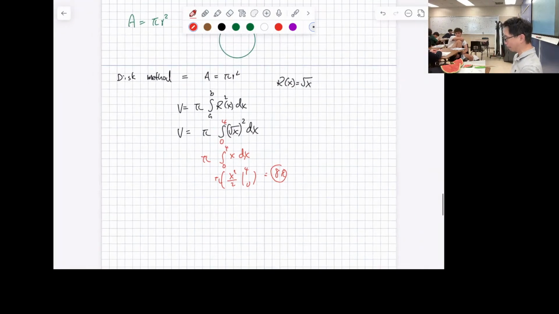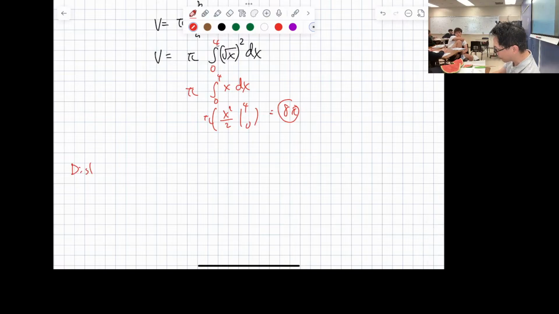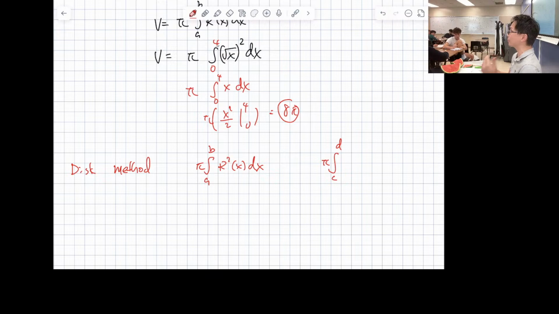Now, with that being said, we're going to go to this method. We're going to come up with a general formula. So I know we already did, but we're going to try it again. This method, the general formula is going to be the integral between a to b of pi times r squared of x dx. Now, however, we do have a different orientation. What if sometimes I'm rotating around the y-axis? Yeah, you can have it in terms of y. So that's going to be pi, integral from c to d. Why c to d? Because the boundaries switch.